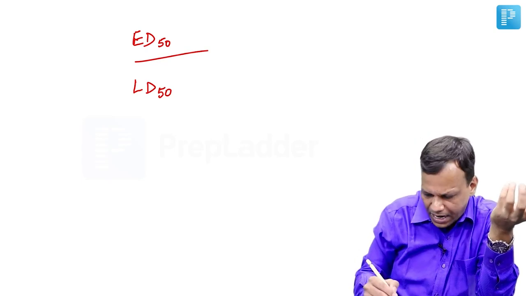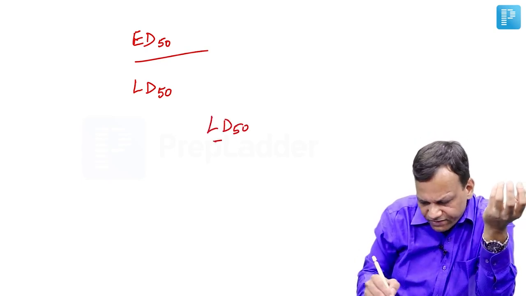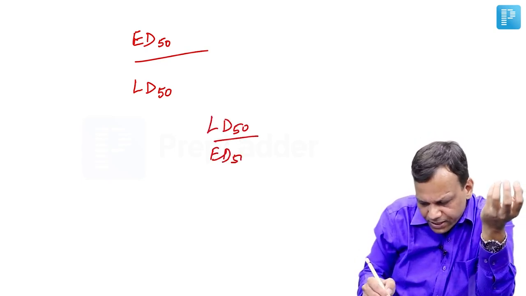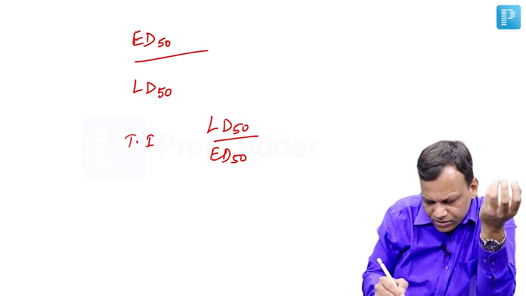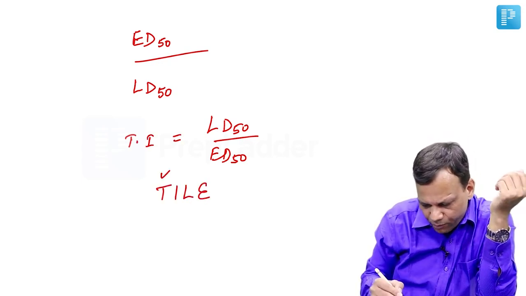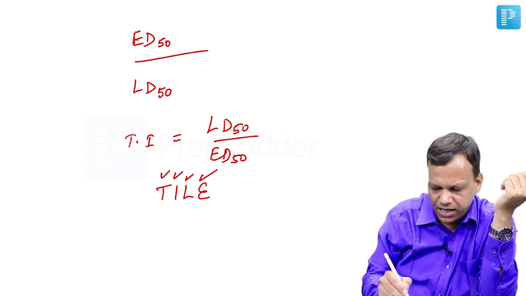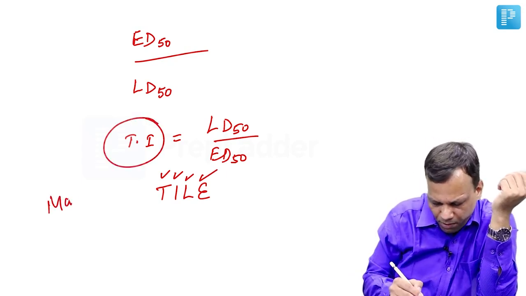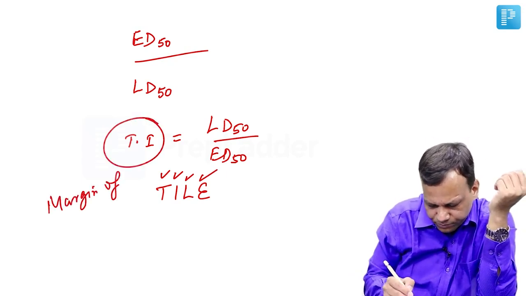And if we divide the two, LD50 divided by ED50, this is known as the therapeutic index of the drug. And remember, therapeutic index you can remember as style. Therapeutic index is LD50 by ED50 and therapeutic index tells about margin of safety of a drug.